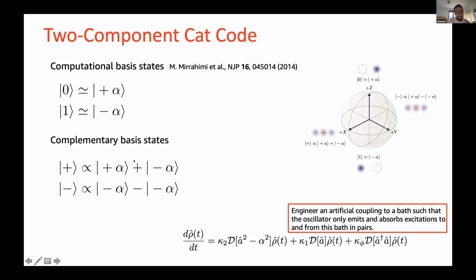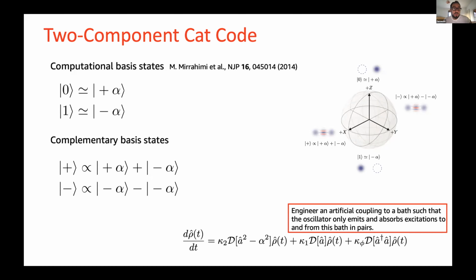If you look at the complementary basis, plus and minus, then they're exactly orthogonal. And then you can define plus as alpha plus minus alpha, and minus as alpha minus minus alpha, right? So this is how we really define our basis using the complementary basis. So this is just a diagram in phase space of how they look.